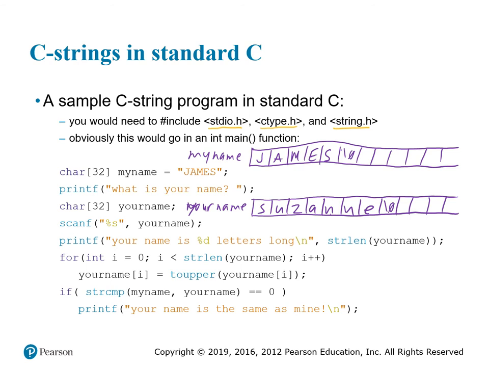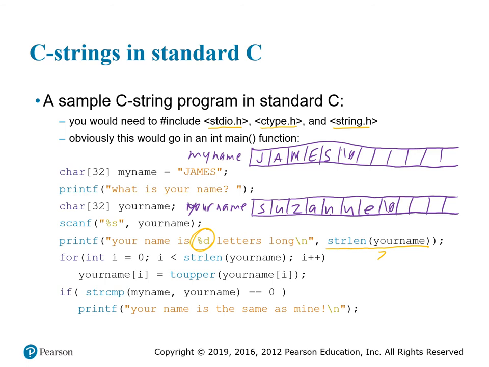I'm going to then print your name is, here's another one of these formatting characters. Okay. Percent d means decimal. So it's going to interpret whatever comes in as a base 10 integer. And the base 10 integer I'm going to give it is strlen of your name. Okay. String length of your name. String length is going to start here and count 1, 2, 3, 4, 5, 6, 7. Found a null terminator. So it's going to return 7. Which is in fact the length of the name Suzanne. Okay. And that is going to be inserted where this formatting character is, so the thing will print your name is 7 letters long.